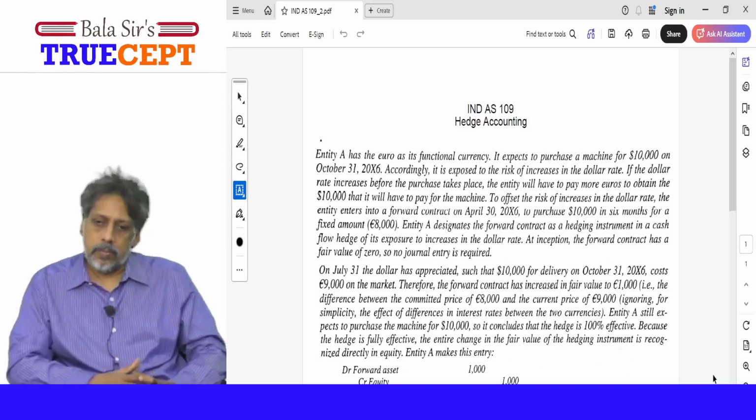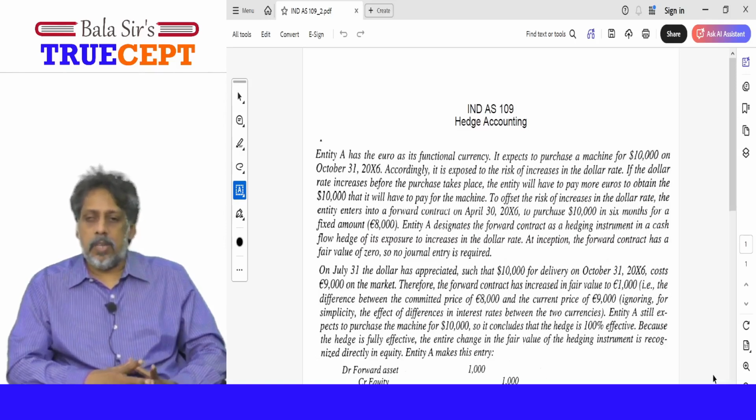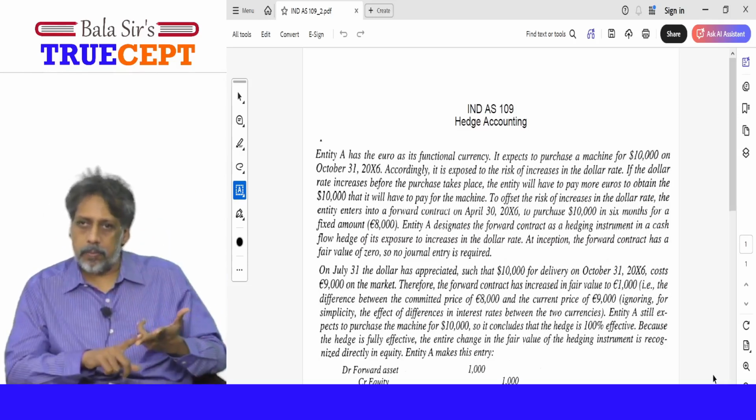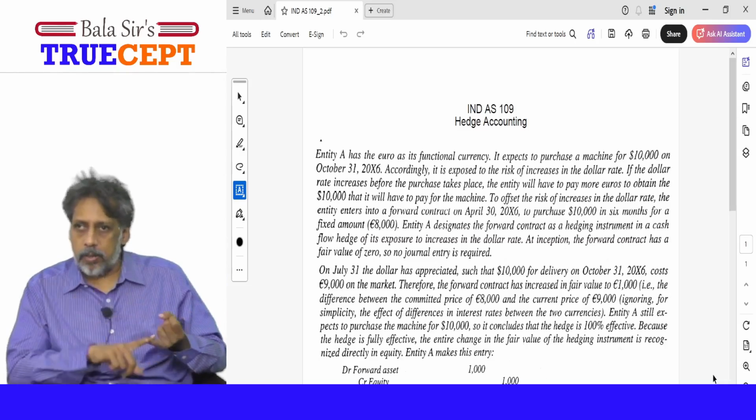Next. To offset the risk of increases in the dollar rate, the entity enters into a forward contract on April 30, 20x6 to purchase $10,000 in 6 months for a fixed amount of euro 8,000. What is the meaning? Because you want to have a check on the cash flow, not the fair value, the cash flow.